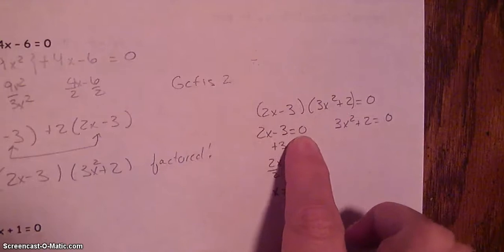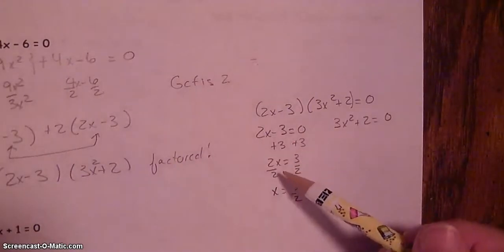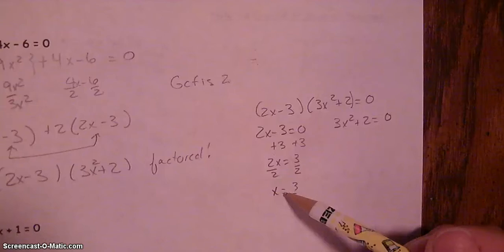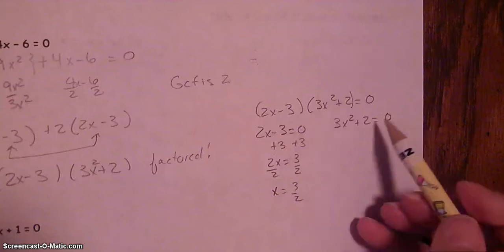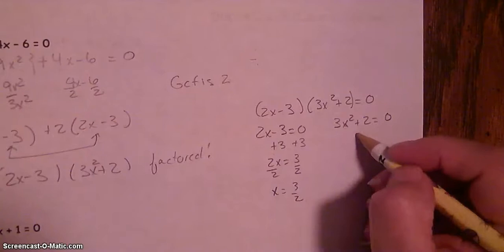So I have 2x minus 3 equals 0. And then I would add 3 to both sides, and I get 2x equals 3. Divide by 2, and I get x equals 3 halves. So I have the other factor here set equal to 0. So I have 3x squared plus 2 equal to 0.